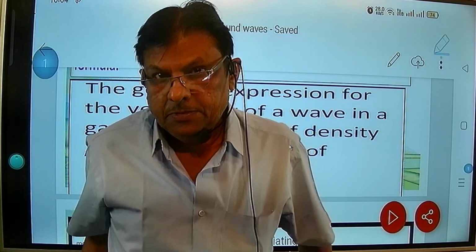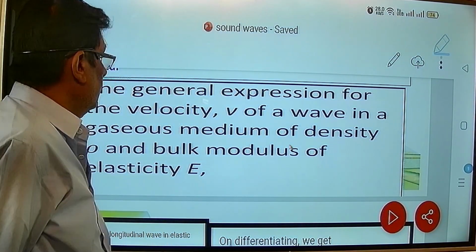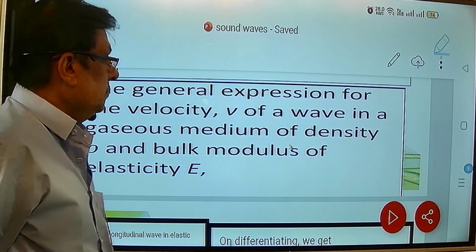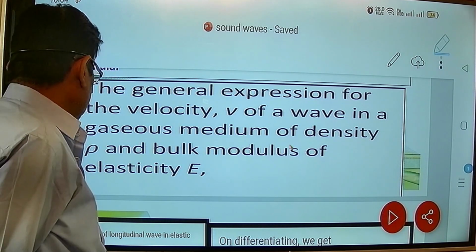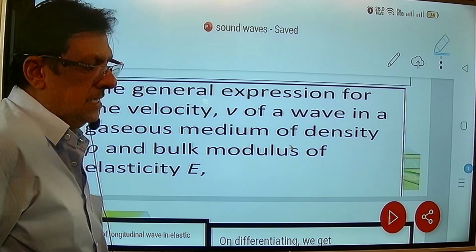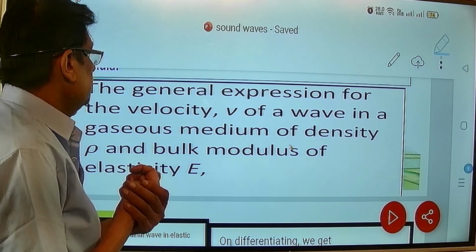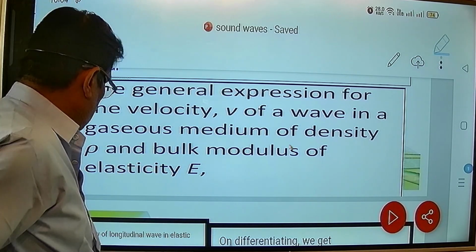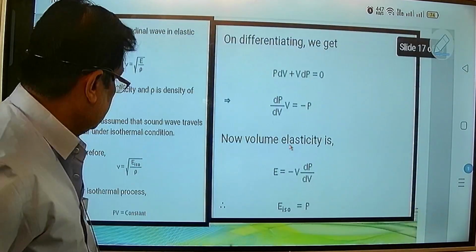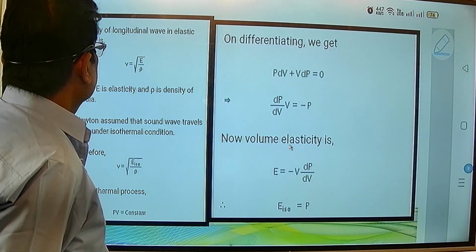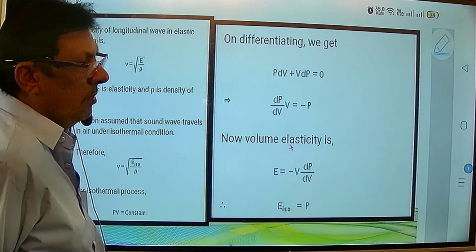Welcome everybody. Now here we are going to see the general expression for the velocity of the wave in a gaseous medium whose density is rho and bulk modulus, or elasticity, is taken to be E. So when we want to find the general expression for the velocity of a wave, let us see what is required for that. Now if you look here, you will find that the velocity of the wave in elastic media is taken as V is equal to under root E by rho.